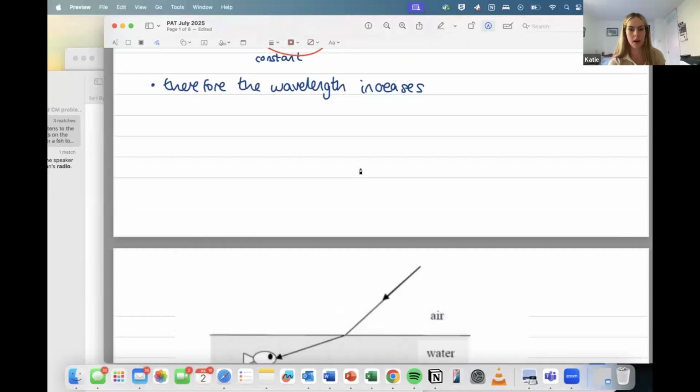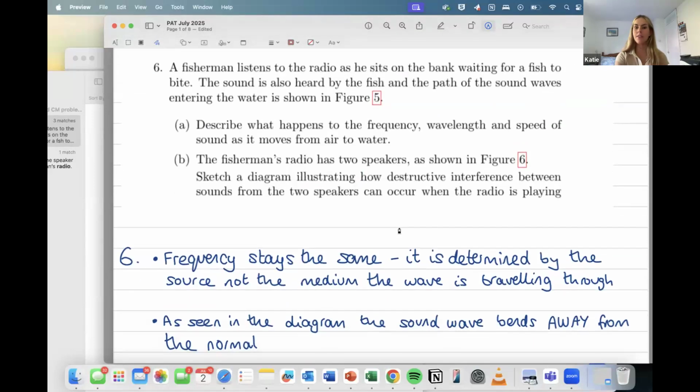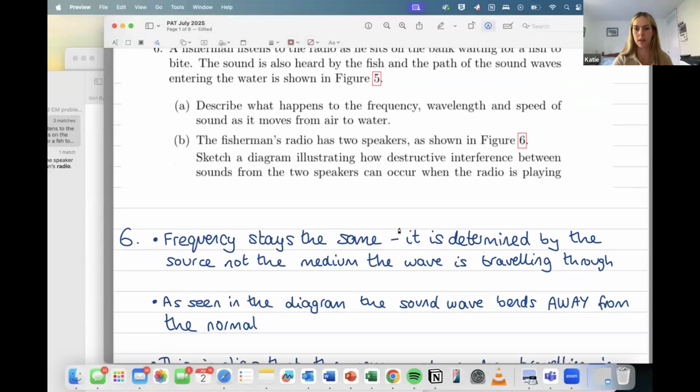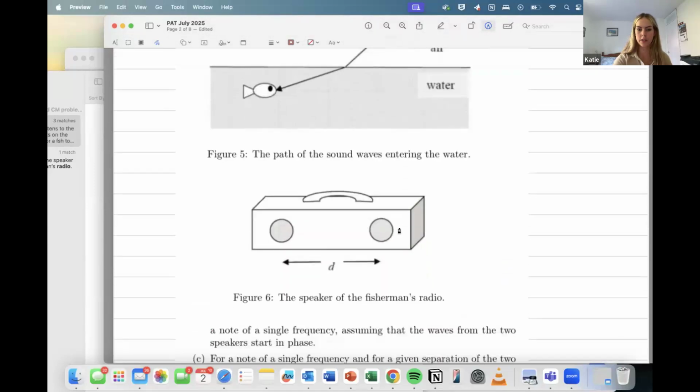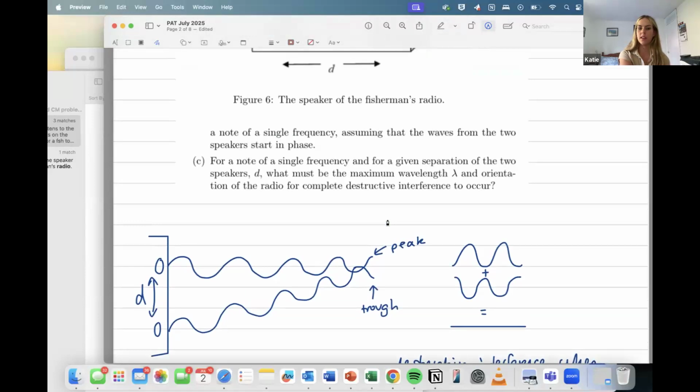Then the next part of the question, part B, gets you to talk about how you could ever get destructive interference from the speakers. You get destructive interference at any point where the waves from the two speakers meet with one at a peak and one at a trough. You can see here they're starting in phase. That's crucial to add to your diagram. Here I've started them both going up, and they're the same wavelength waves that I've drawn here.